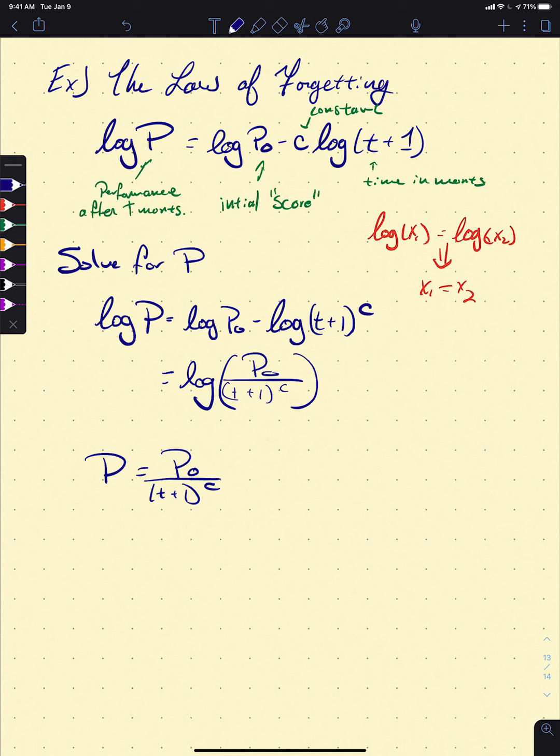And you could plug this in and be like, hey, if you score 90% on a test, and you have some given value for c, what should you expect your score to be after 2 months, after a year, after 10 years, right? This kind of will give you an idea for the speed at which your knowledge of a thing degrades.